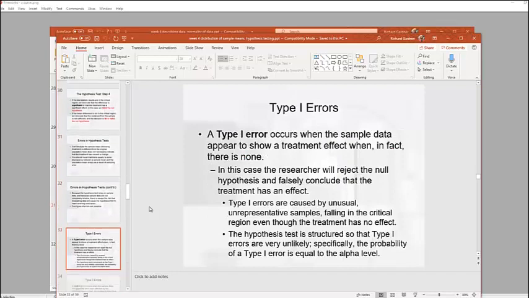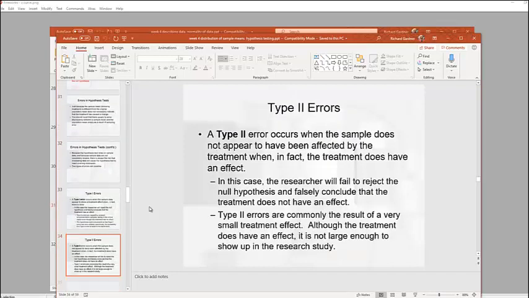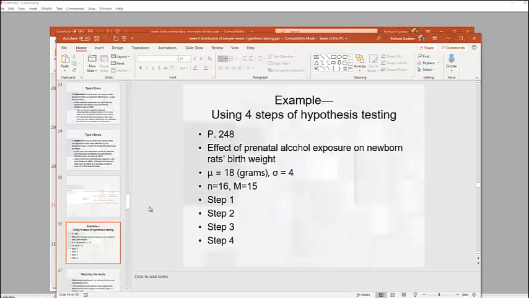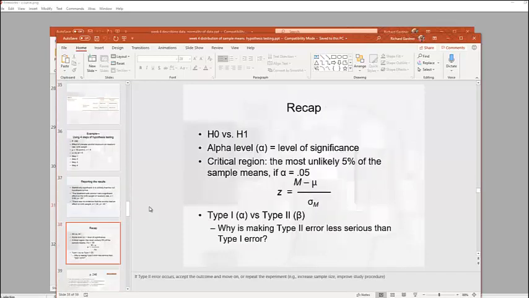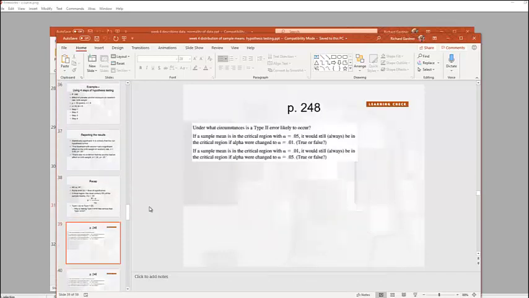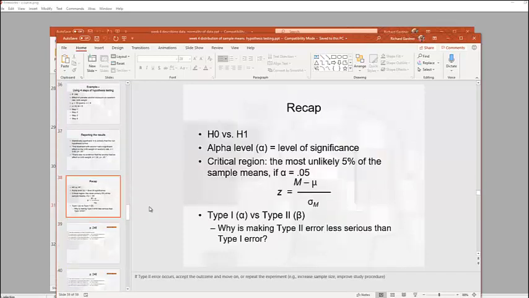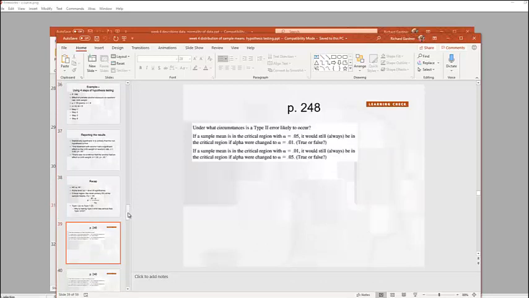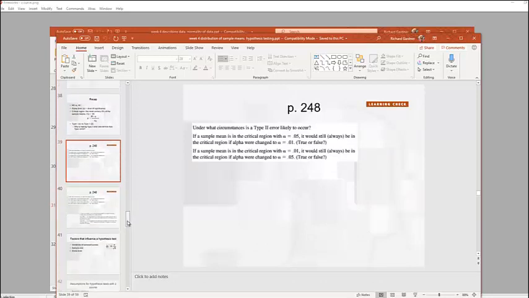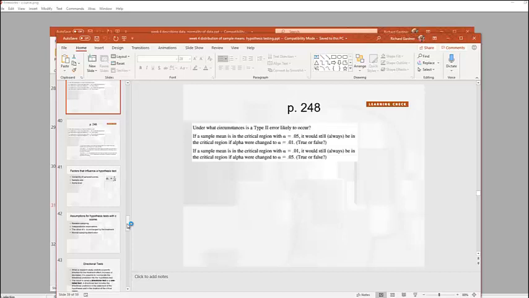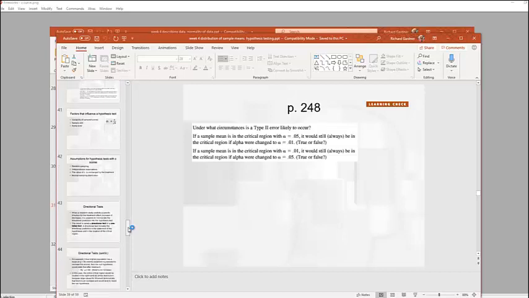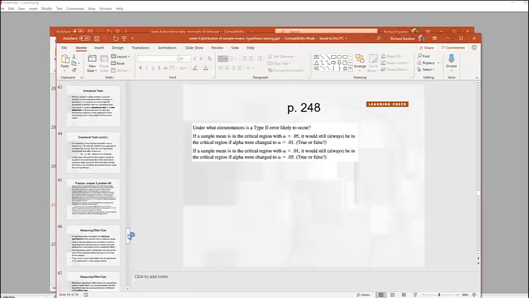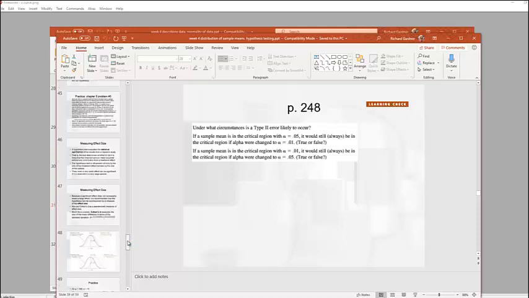Might be in this one. Power of a hypothesis test. Power. Now, power, in a nutshell, all it really checks is whether your sample size is big enough for people to believe your results. Power means that your sample size was large enough that you can detect the effect size.